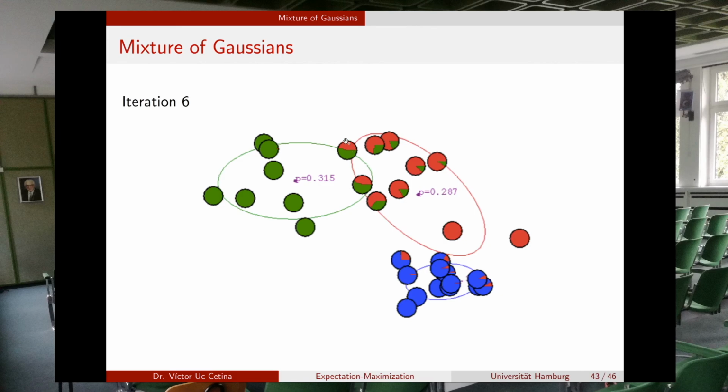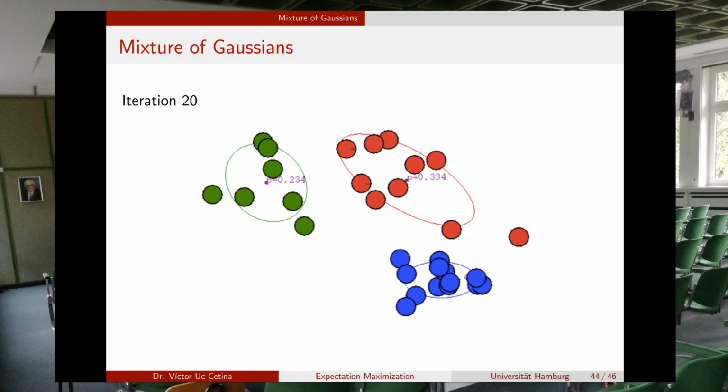So these points that are in the boundaries of the probability distributions are the ones that are difficult to classify perfectly. And this will be in iteration 20. When these Gaussians are more defined, then the final classification would be something like this.